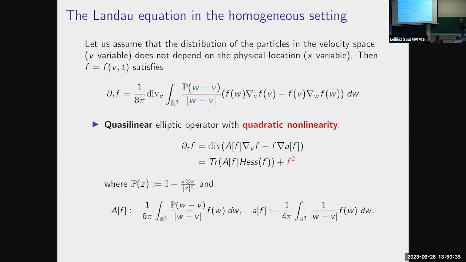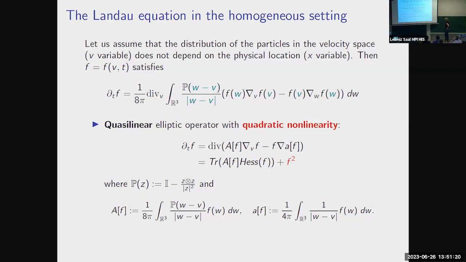I will simplify the equation a little and consider the homogeneous setting. By that I mean we assume that the distribution of the particles is independent of the spatial variable x. So f is constant in x, and we only concentrate on what is happening in velocity and time. In this framework, the Landau equation becomes an elliptic equation. Maybe that is not so clear, so let me do a simple computation. It is in divergence form.